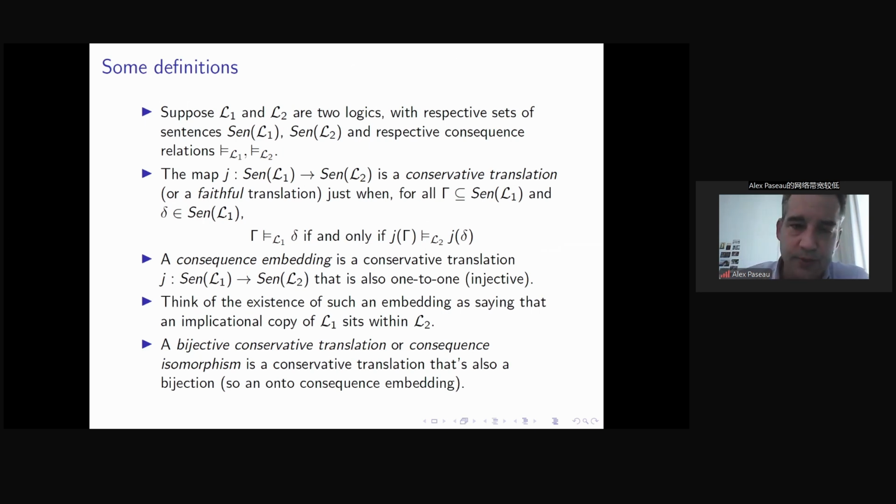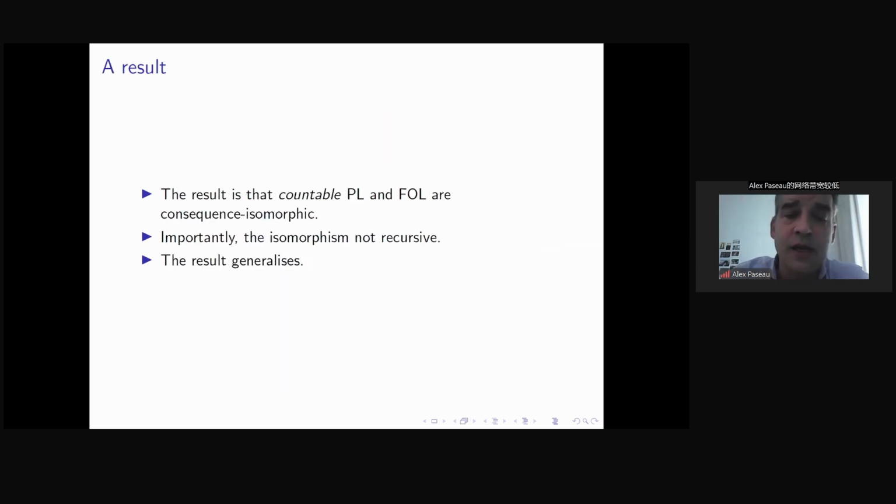Okay. So what's the result? The result is that countable propositional logic and first order logic are consequence isomorphic. This is quite a straightforward result, and it generalizes in some obvious ways. I'm not going to prove it in detail, but I will mention the relatively simple argument. Importantly, though, the isomorphism is not recursive. So let's just say what the result is in a little bit more detail.